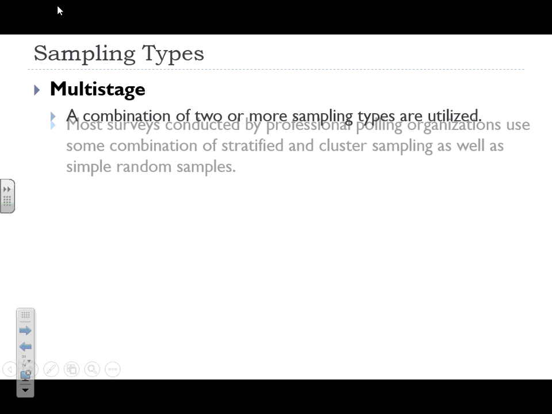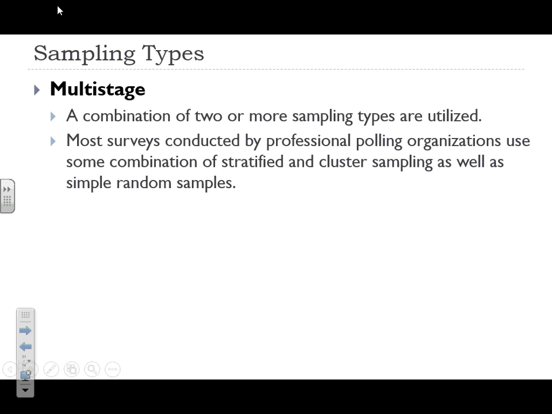Okay? So most surveys conducted by professional polling organizations, you don't have to necessarily write this down, use some kind of combination of stratified, cluster sampling, as well as simple random samples. Most professional sampling that you'll see will use a combination because they're dealing with such large populations, they generally have to break it down in different ways.